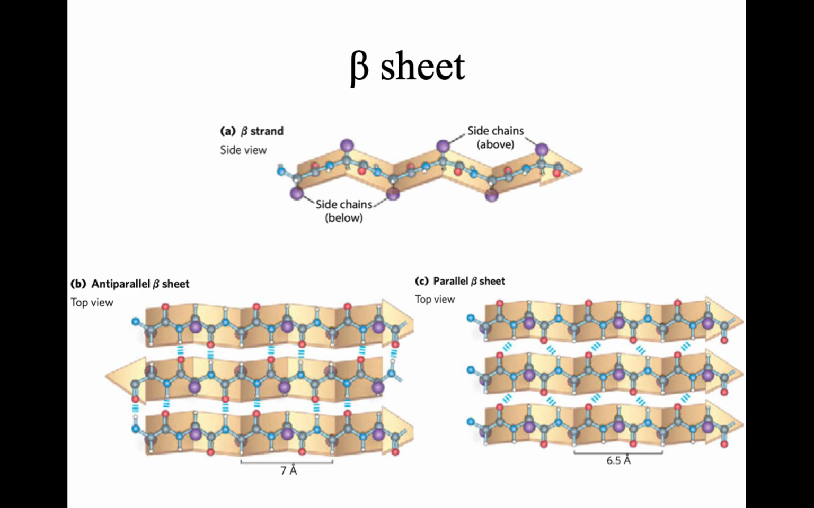And here this is the repeating unit of the anti-parallel beta sheet. In the case of the anti-parallel beta sheet, the repeat unit has a length of around 7 angstrom, whereas in the case of the parallel beta sheet, the repeating unit has a length of around 6.5 angstrom. And this is regarding the beta sheet.